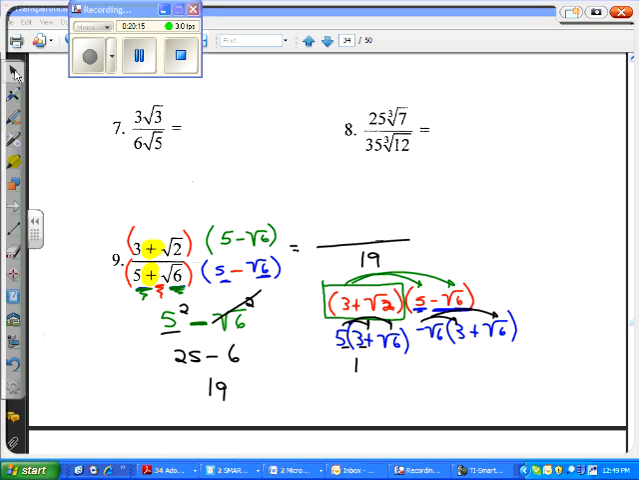We're going to have 5 times 3 is 15. 5 times square root 6 is positive 5 square root 6. Negative square root 6 times 3 is negative or minus 3 square root 6. And negative square root 6 times positive square root 6. Square root 6 times square root 6 is 6. When you multiply with different signs, it's negative, and so we get a minus 6.